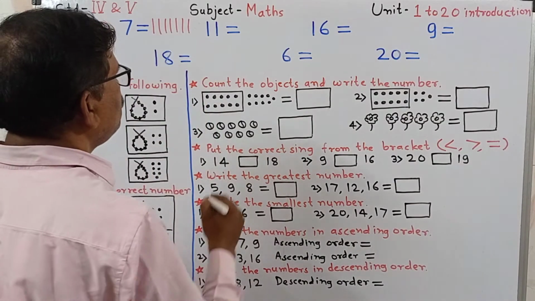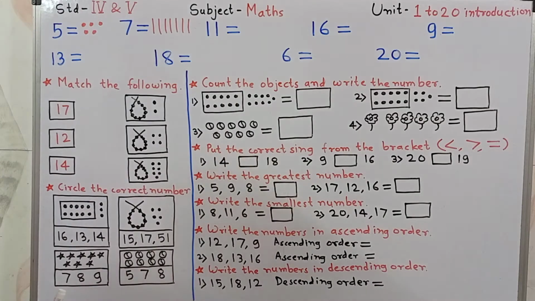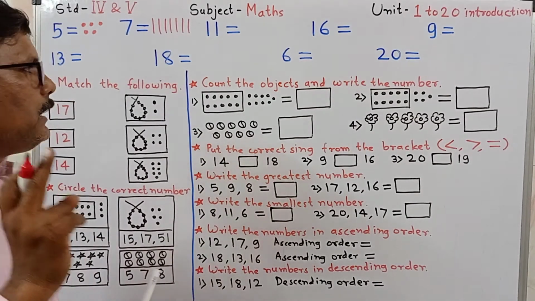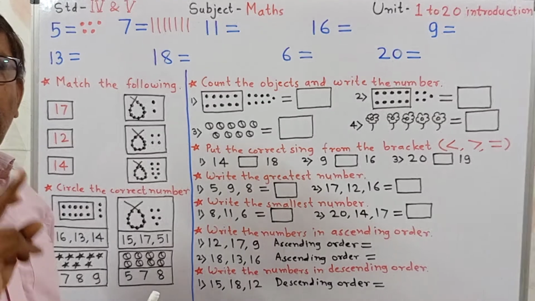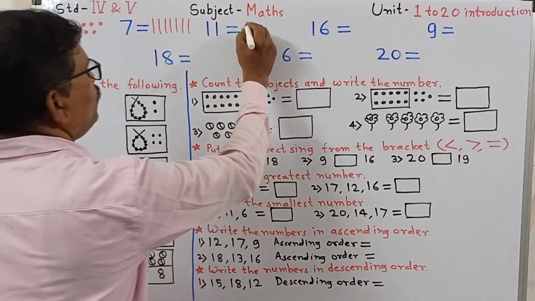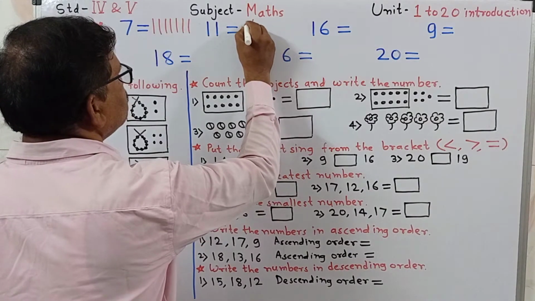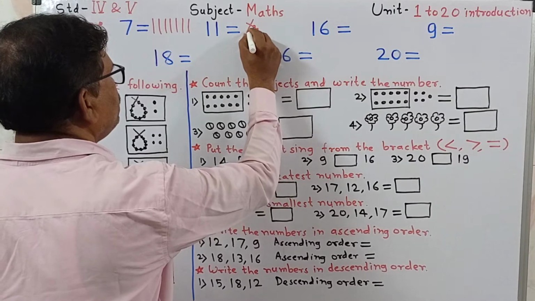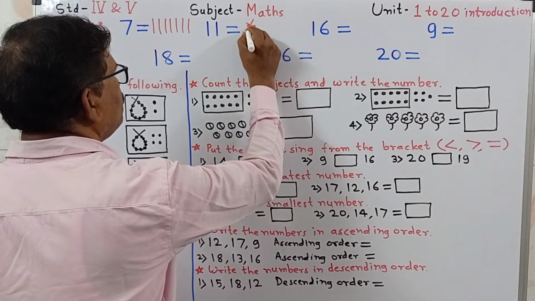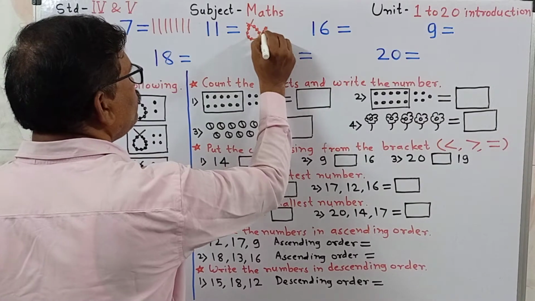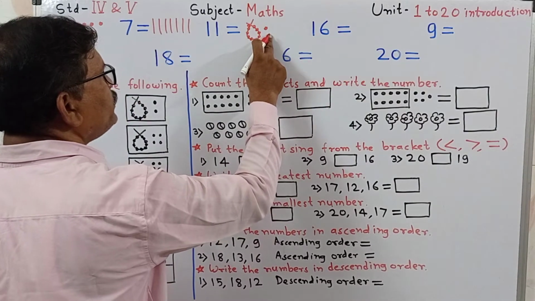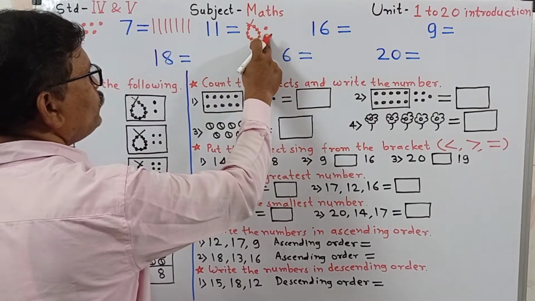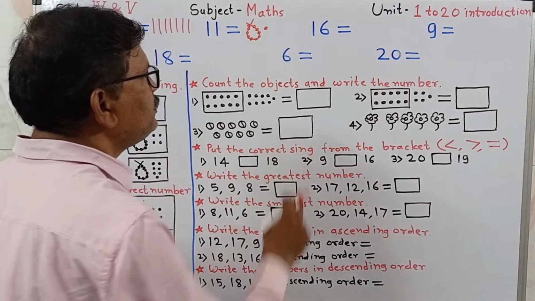11. Listen, 11 means 1 ten and 1 unit. So, right here, this is 10. 1, 2, 3, 4, 5, 6, 7, 8, 9, 10. And 1 unit. 1 ten, 1 unit means 11. Okay?